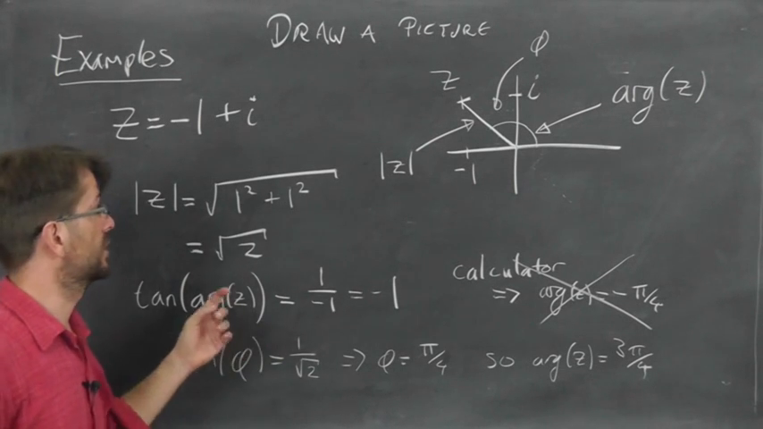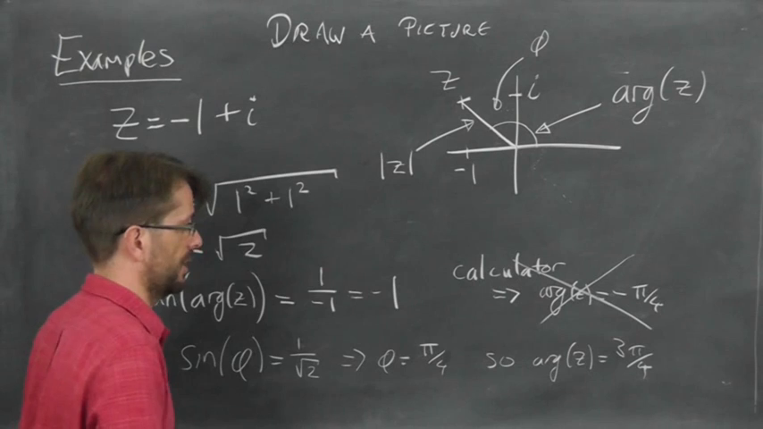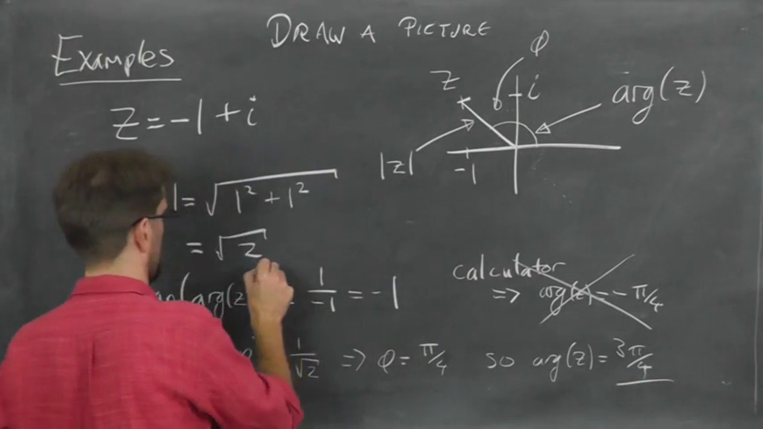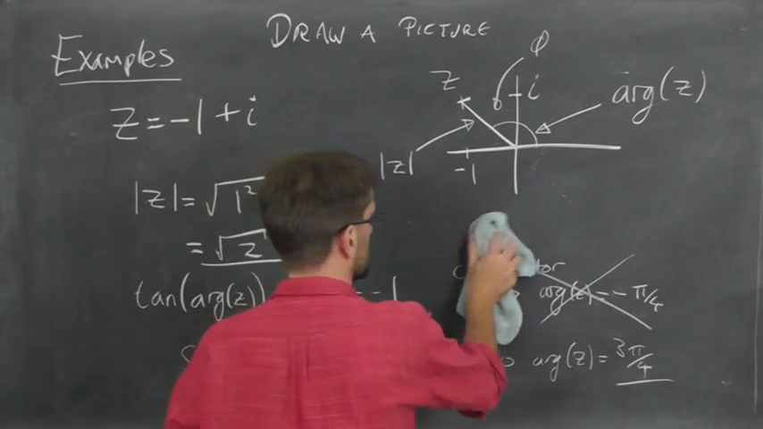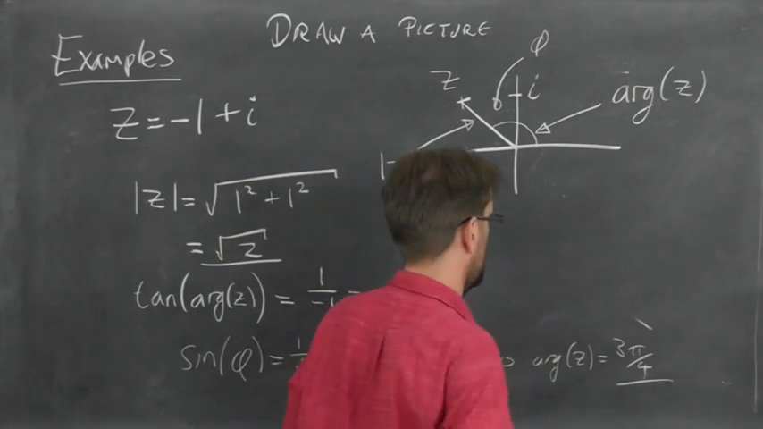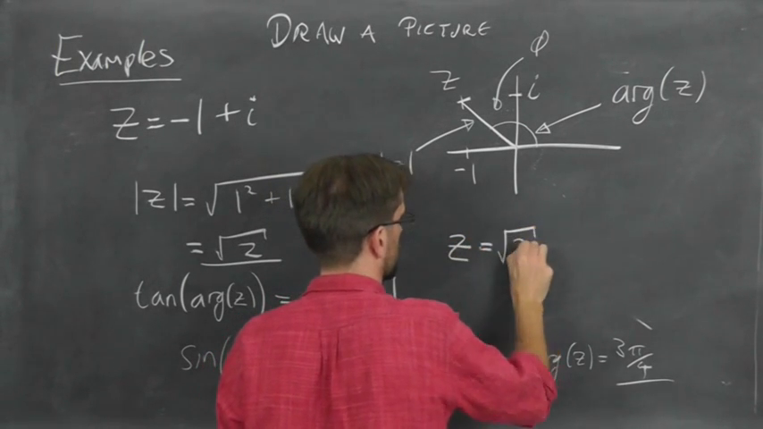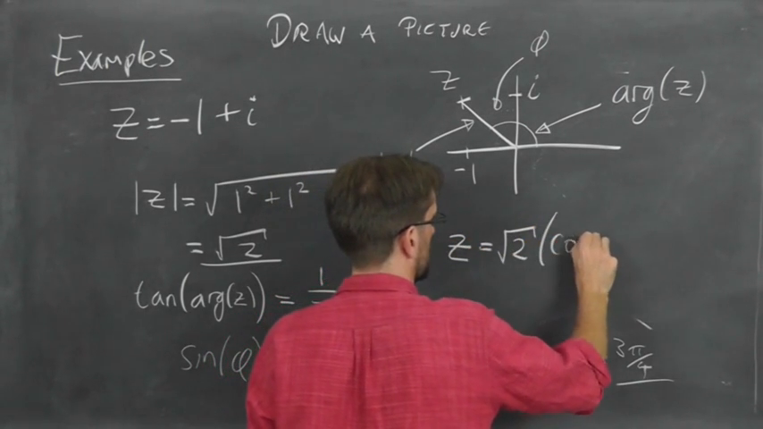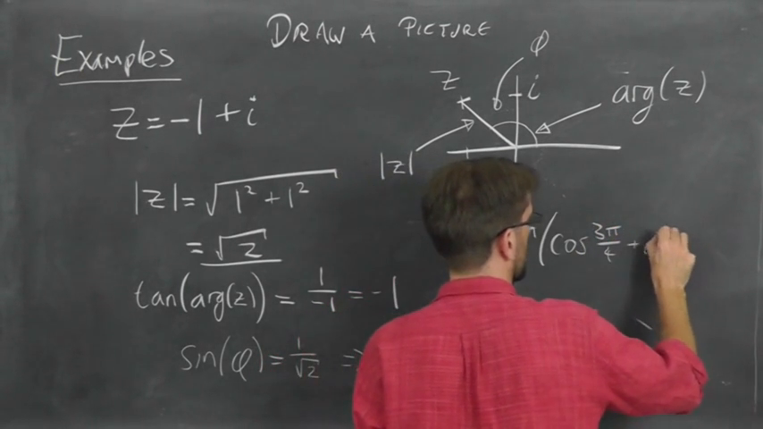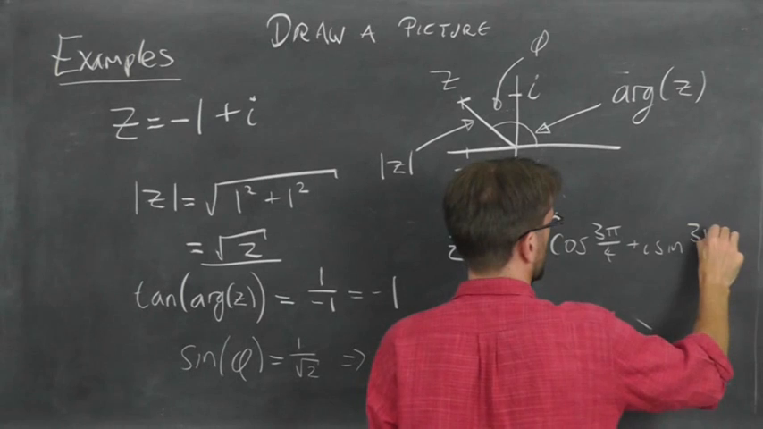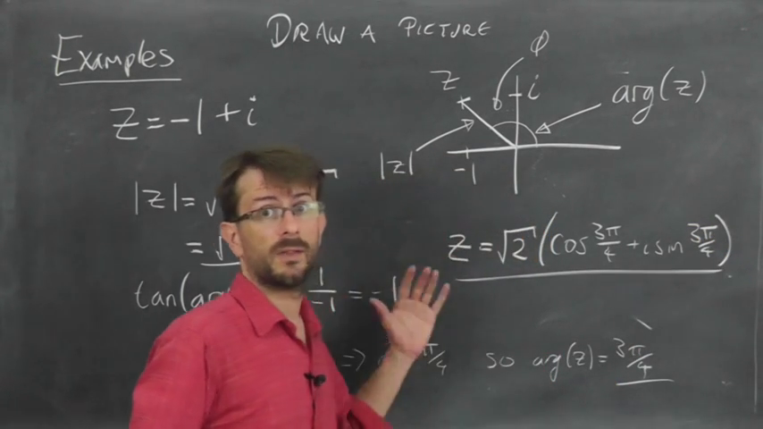Okay, so that tells us all together what the polar form of z is. We know the argument and we know the modulus. So z in polar form is the square root of 2 times cos of 3 pi by 4 plus I sine 3 pi by 4. Okay, and that gives us the polar form.